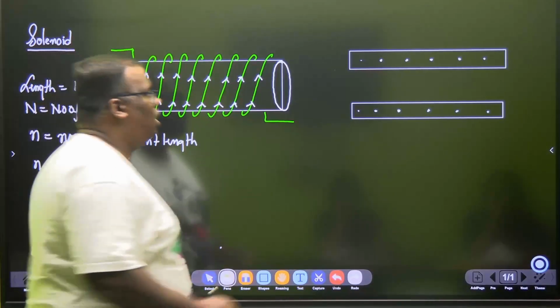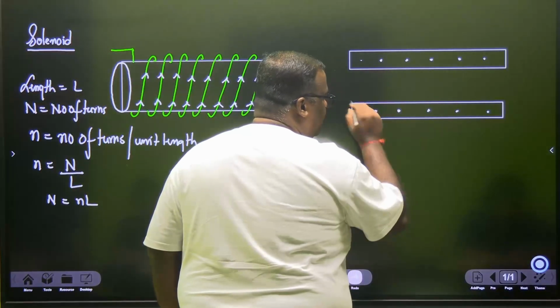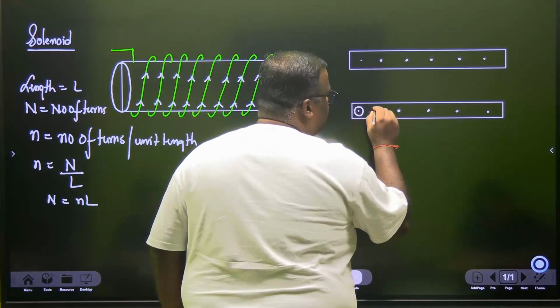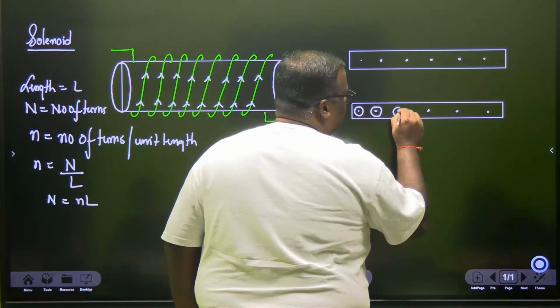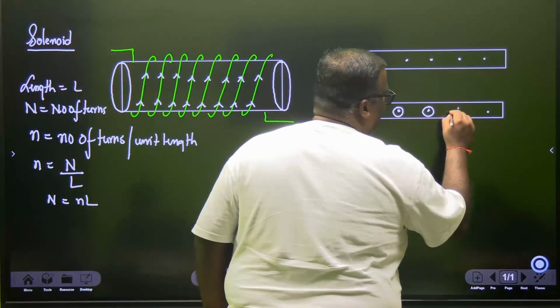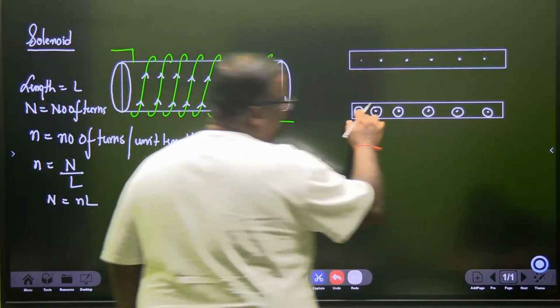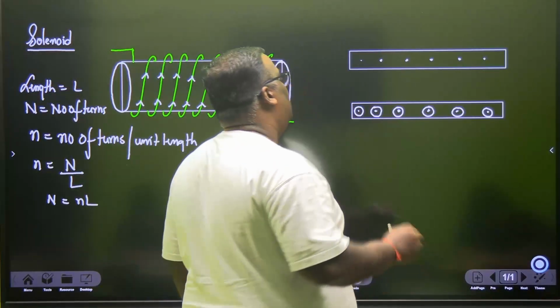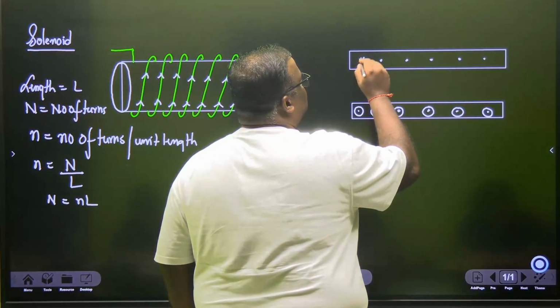Okay? So I am making this a current diagram. My current diagrams are like this. Current is coming out from these holes, or these are the wires where the current is coming out, and the current is going in this manner.